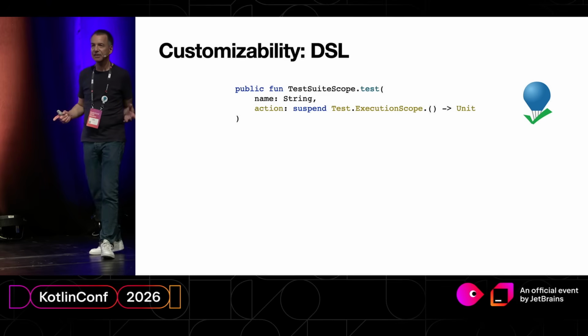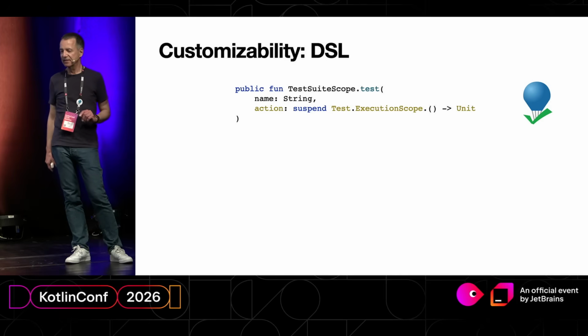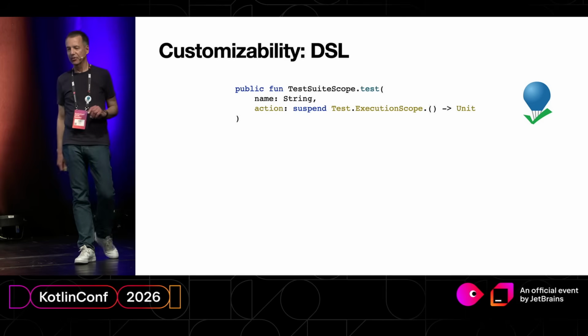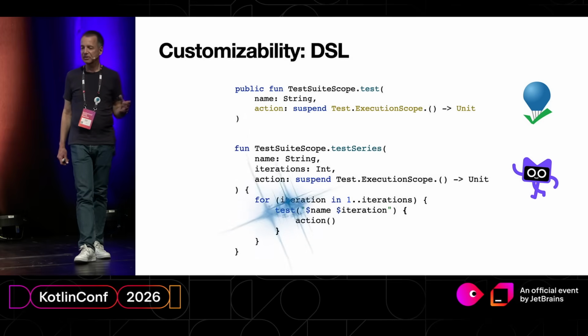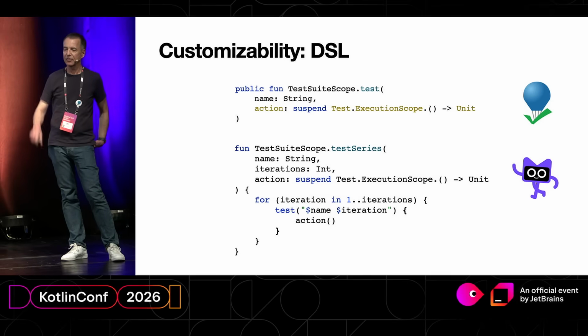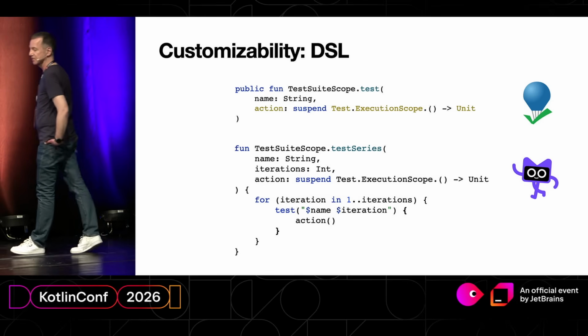Like with any other DSL in Kotlin, we would look at what the standard test function looks like. And a simplified version is this one. So this is the signature of TestBalloon's standard test function. And if we now want to expand on it, we just copy it and adapt it as needed. In this case, we put in the iterations, we put in the loop, we call the original function, that's it. It's plain Kotlin. It's what we would do with any other DSL.